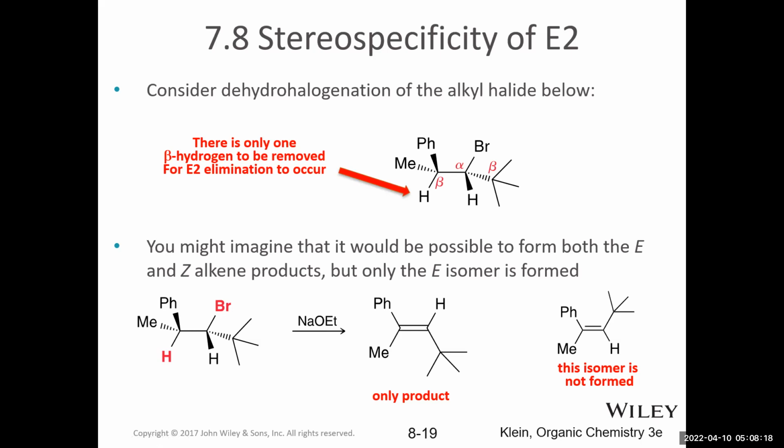And it turns out that in this particular case, it is not possible to form both stereoisomers, which could be called E and Z, but only the E isomer is formed. So there's only one product that happens to be the E isomer. Recall that it's E because of the priority groups based on atomic number.